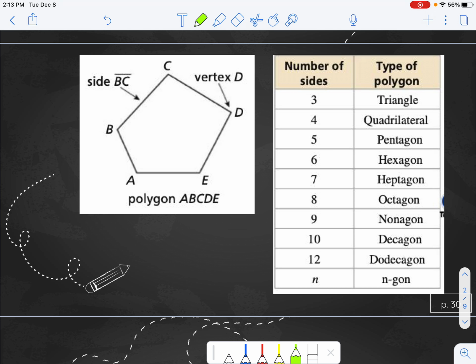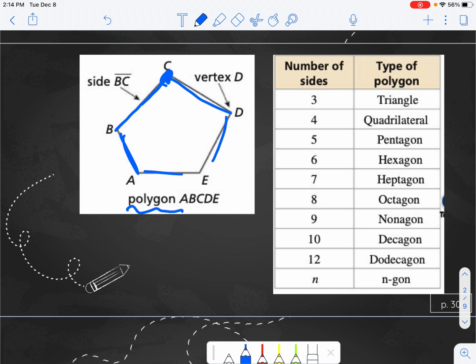A little bit of vocab, maybe a little bit of review before we get started. First, a polygon. Remember that a polygon, according to our book, is a closed plane figure formed by 3 or more line segments, which are called sides. So this is a side, this is a side, and this is a side. Each side intersects exactly 2 sides, one at each vertex.